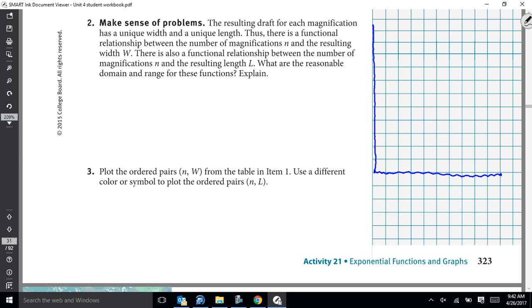So what would be our first? If I'm going to do black, that's going to be our width. So at 0 magnifications, what's our width? 4.